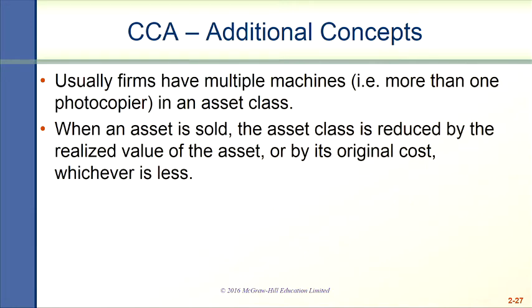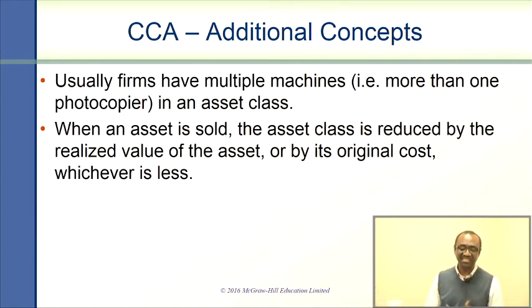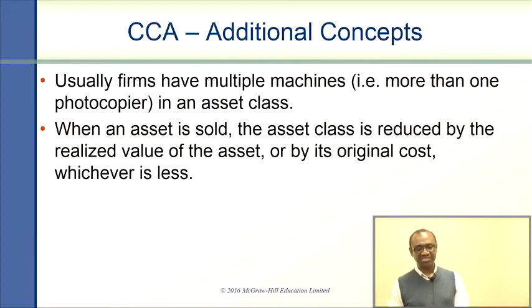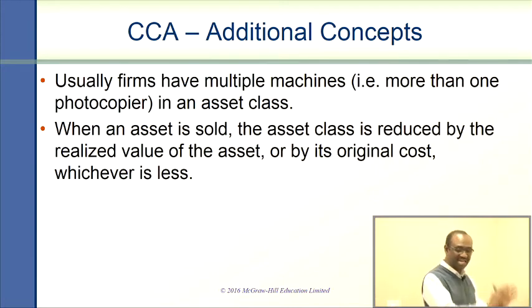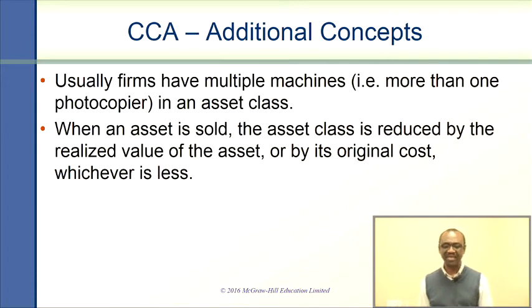Usually, firms have multiple machines. In other words, more than one photocopier in an asset class, so we have to do them separately. Each one of them will be looked at separately. Also, when an asset is sold, the asset class is reduced by the realized value of the asset or by its original cost, whichever is lower.